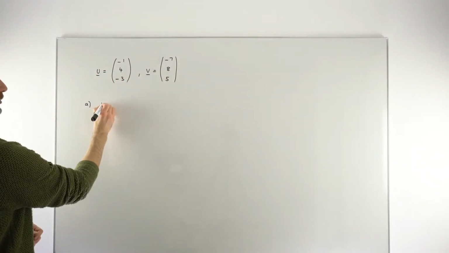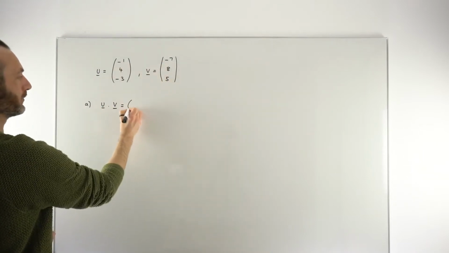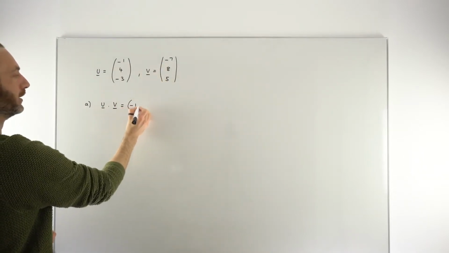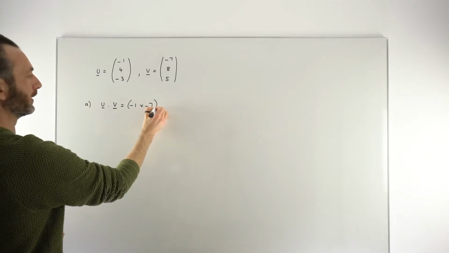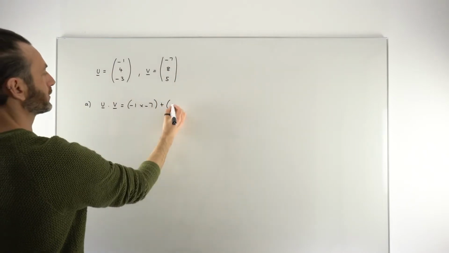So we're going to get u dot v is equal to -1 times -7. So you can go straight to multiplying that. I'll just do it sort of line by line just to show the working. And we're adding to that the y components multiplied together.